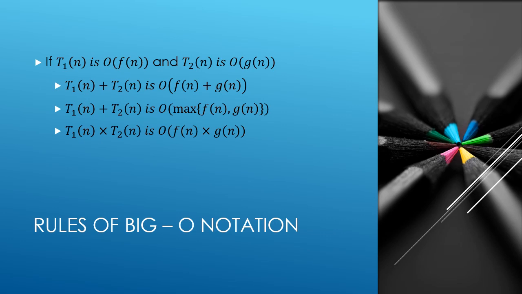T1(n) into T2(n) is O(f(n) into g(n)). If two functions are being multiplied, then the O notation of their product will be the product of their O notations. Log of n to the base k is O(n) for any constant k. In other words, all logarithmic functions to any base are slower than the linear function.